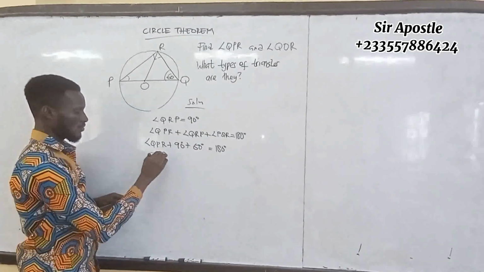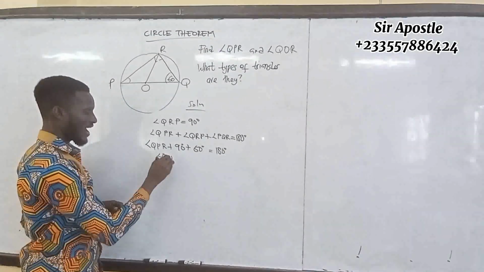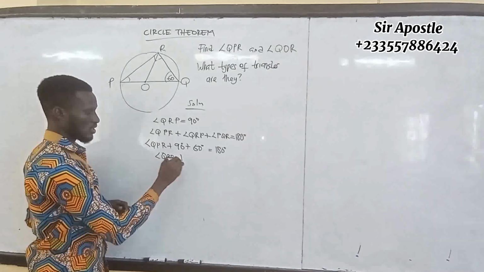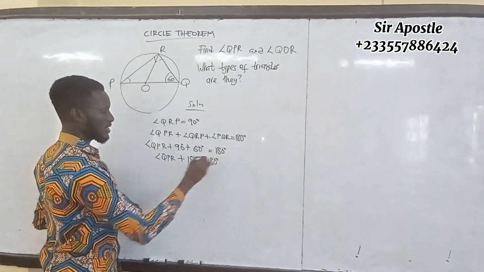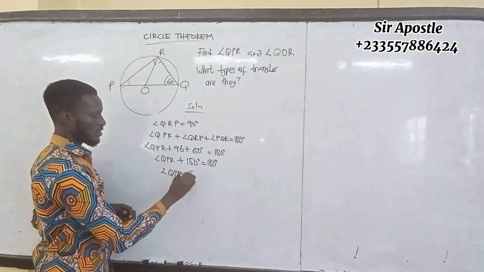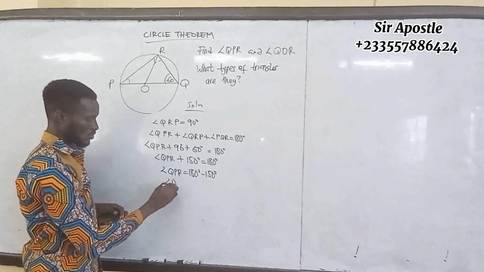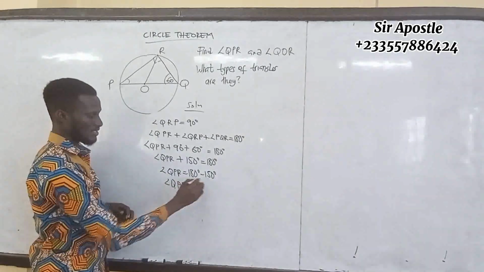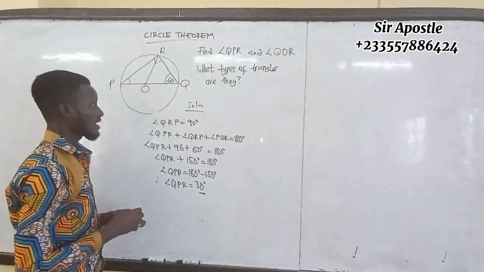So in all, we can add 90 and this one, which will give us 150 degrees, equals 180. So we have QPR will give us 180 degrees minus 150 degrees. So this is very simple. The answer is 30.